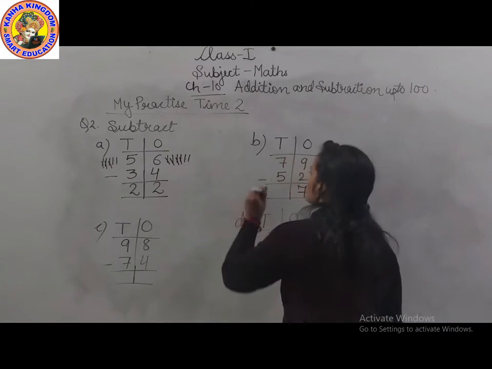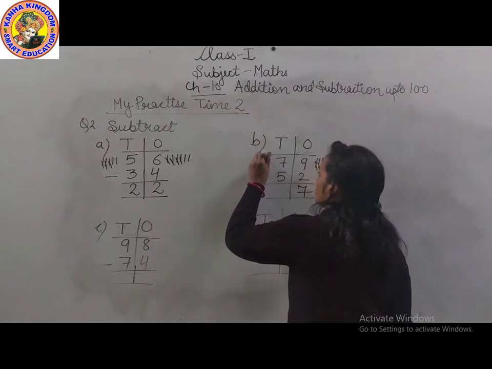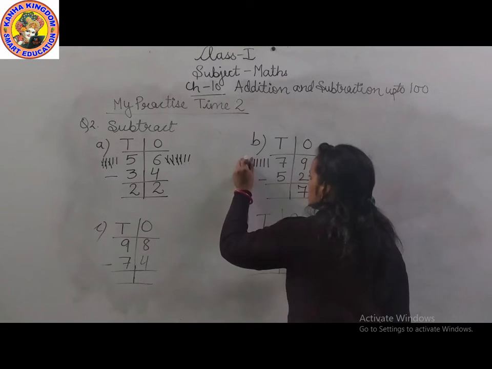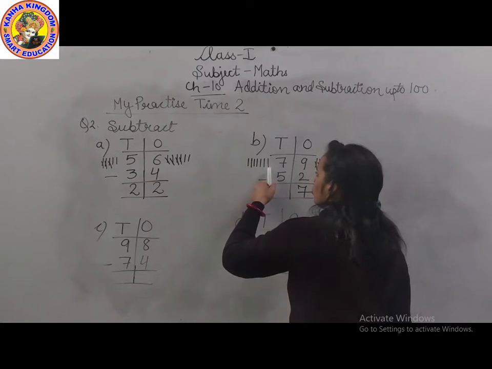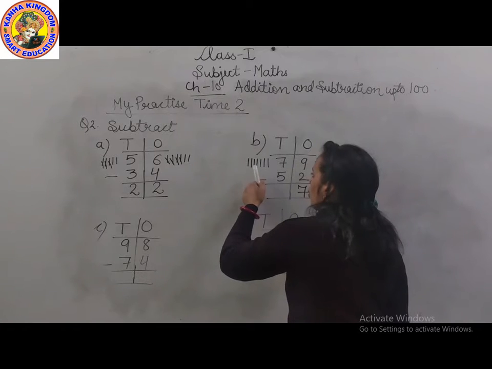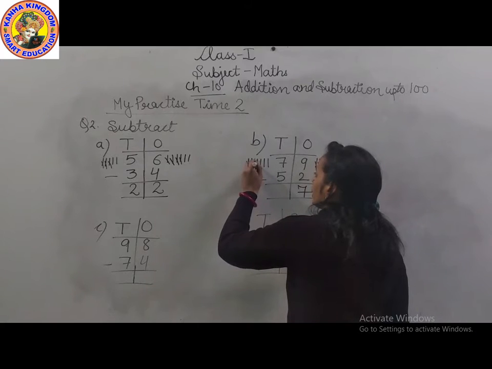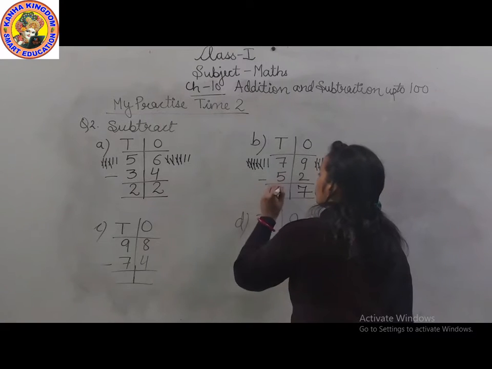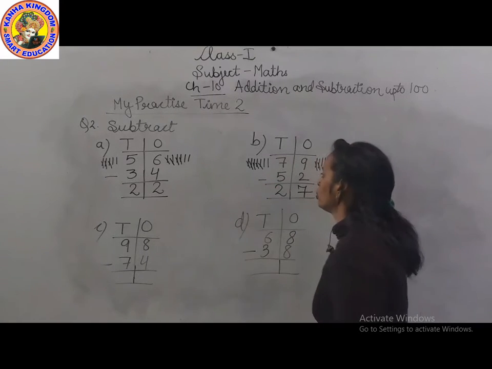Next, 7 minus 5. Counting up to 7 and taking away 5, 7 minus 5 equals 2.